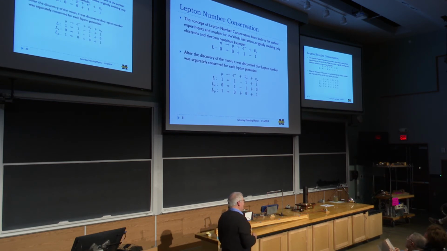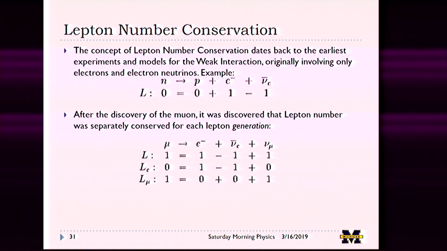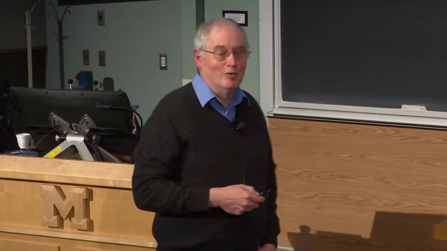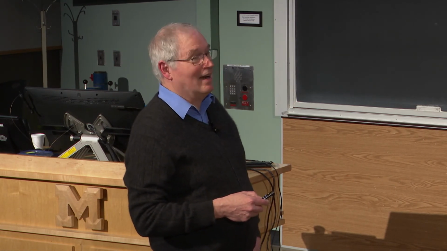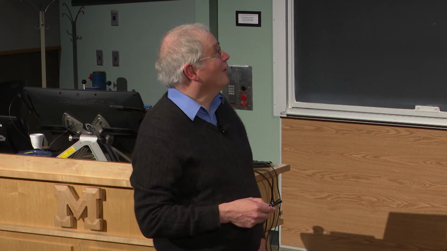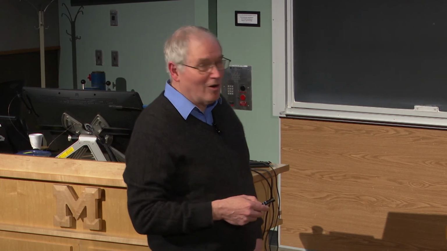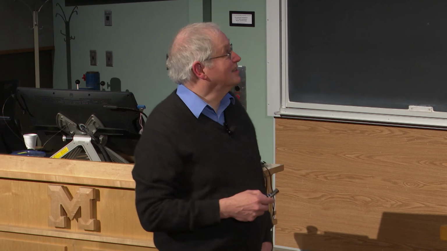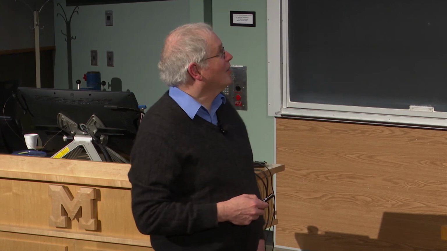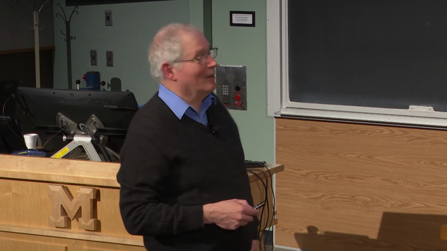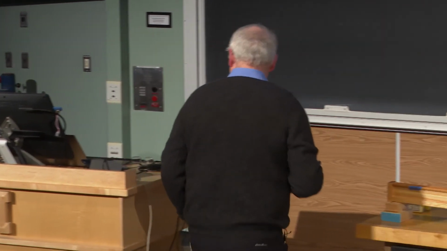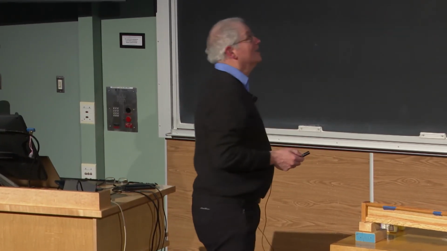It was then discovered that the electron lepton number and the muon lepton number separately need to be conserved. That is, in a muon decaying to an electron kind of neutrino and a muon kind of neutrino, overall the leptons have to be the same on both sides of the equation, but also the number of electron-type leptons and the number of muon-type leptons also have to be conserved.